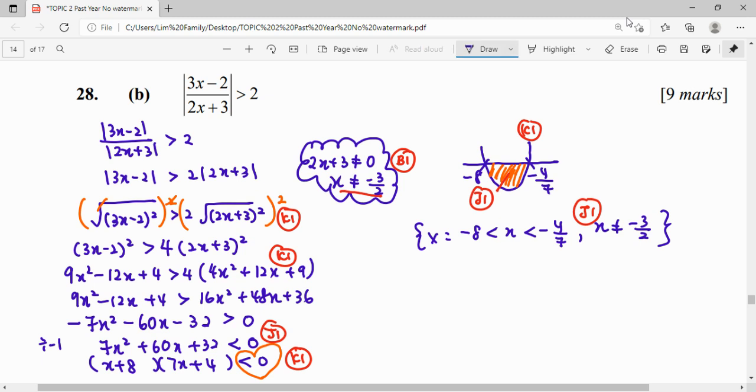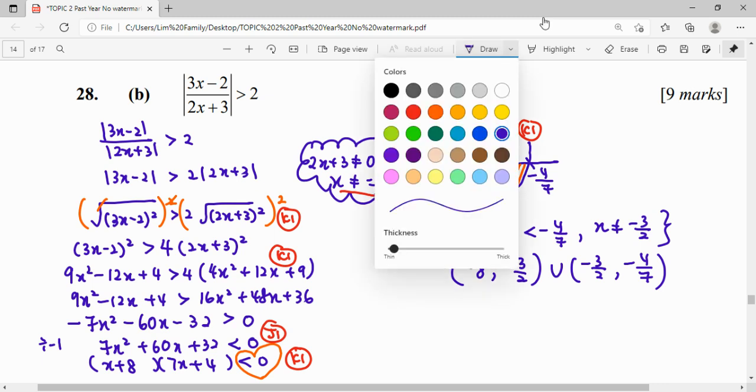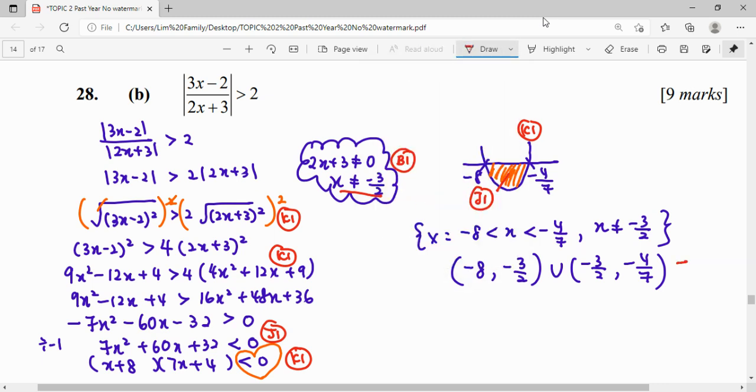So our interval form here will become -8, not included, until -3/2, union, because we cannot take the answer -3/2, until -4/7. So that's supposed to be our final answer here.